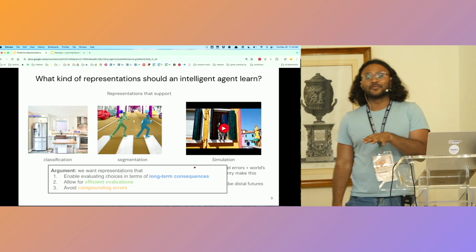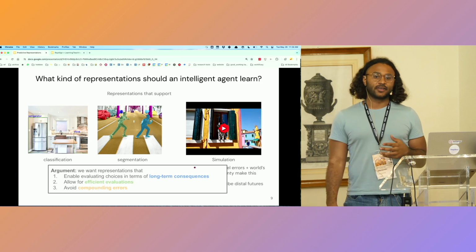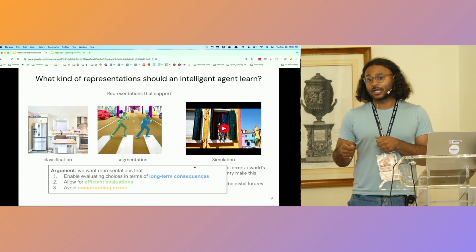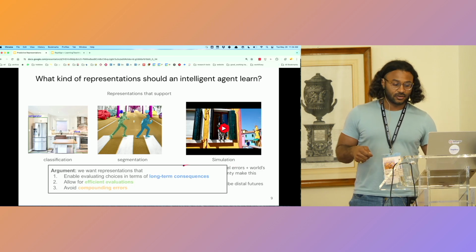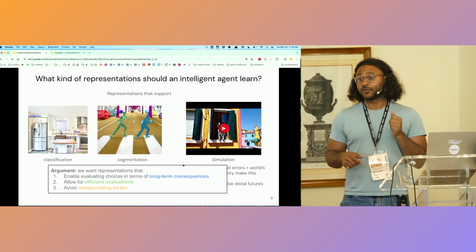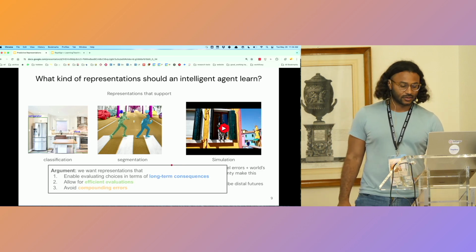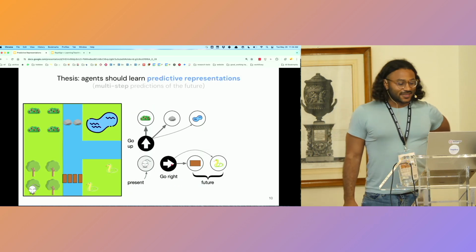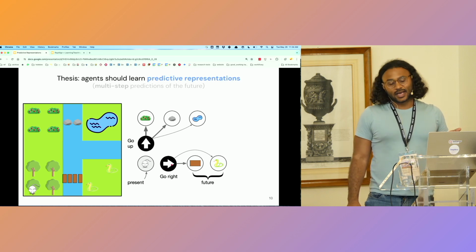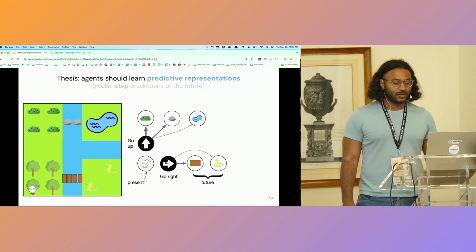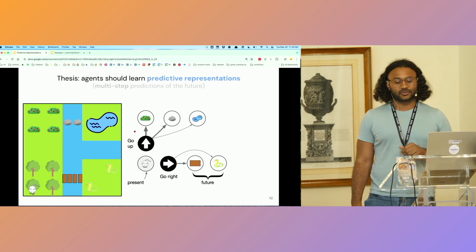And so the argument I'm going to make here is that we want representations that enable evaluating choices in terms of their long-term consequences, like simulation, but allow for doing that efficient evaluation, and avoid compounding error. And so this brings me to my thesis, which is we want intelligent agents to learn predictive representations. And by this, I mean multi-step predictions of the future.